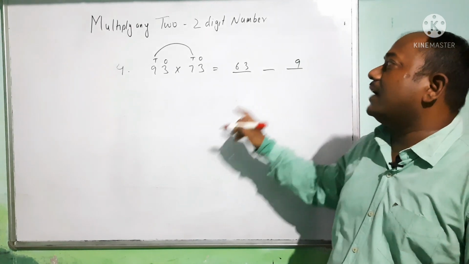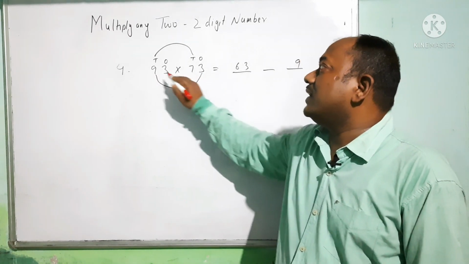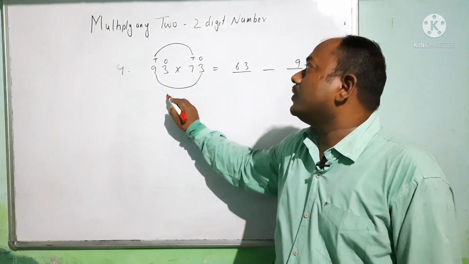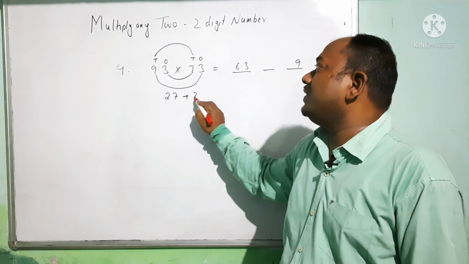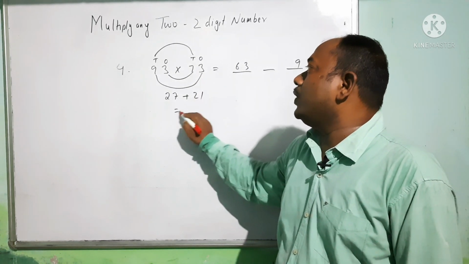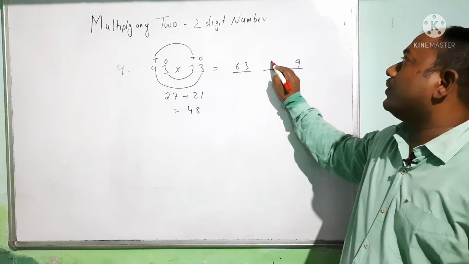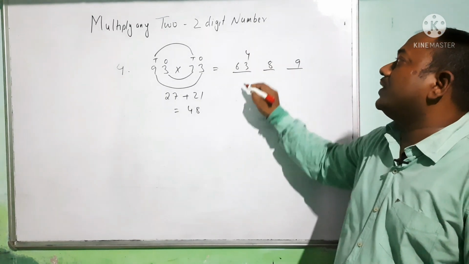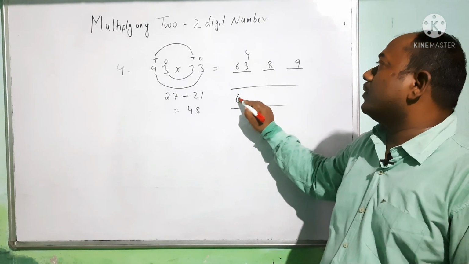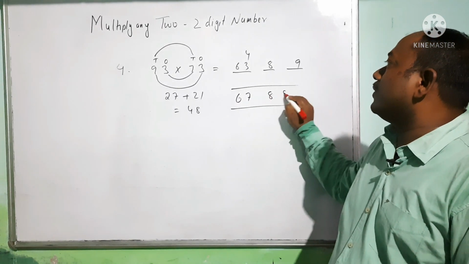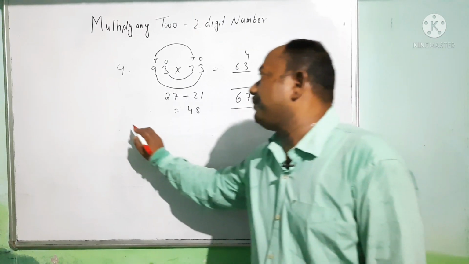To fill the second gap, we will multiply 9 with 3, that is tens with ones. 9 3s are 27 plus 3 7s are 21 equal to 48. Write 8 and carry 4 here. Now add it. Answer is 6789.